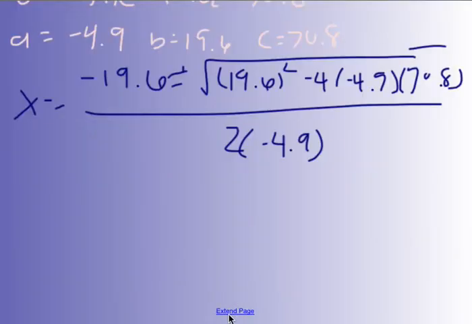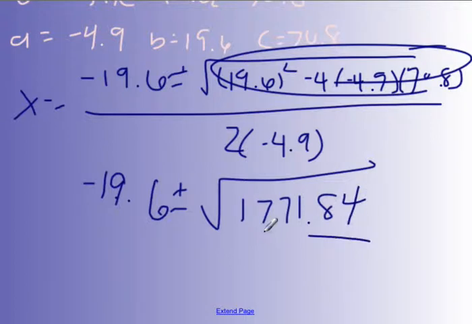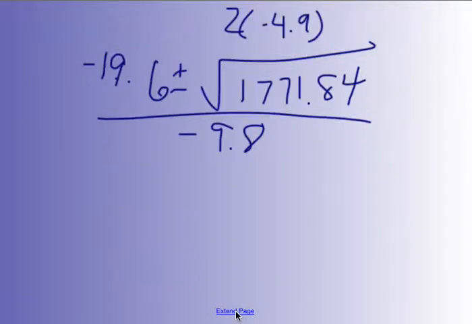Then I want to simplify what's underneath the radical first. So I have negative 19.6 plus or minus the square root, and I'm going to solve that out right there. In my calculator, I'm going to do 19.6 squared minus 4 times negative 4.9 times 70.8. And when I do that, I get 1,771.84. And that's going to be divided by negative 9.8. Now here I want to do two versions, a plus version and a minus version.